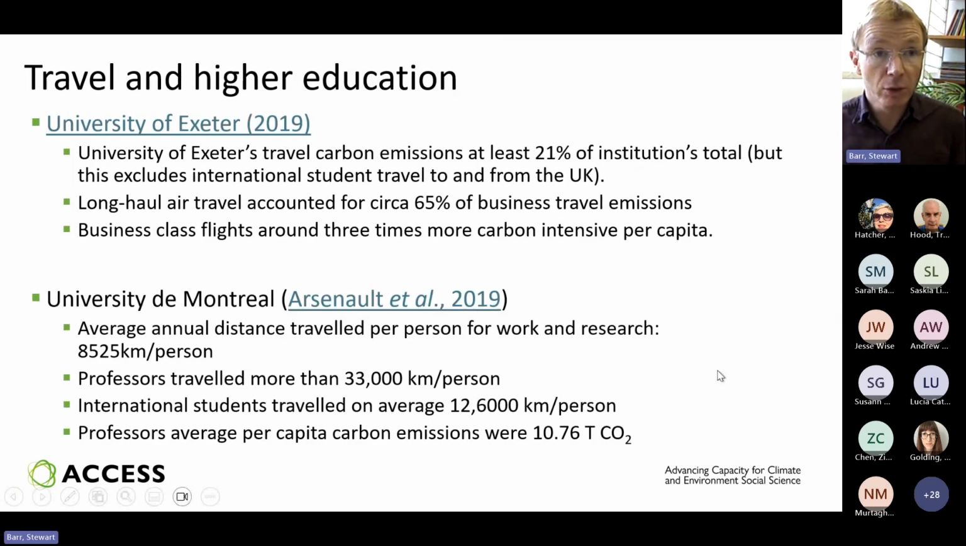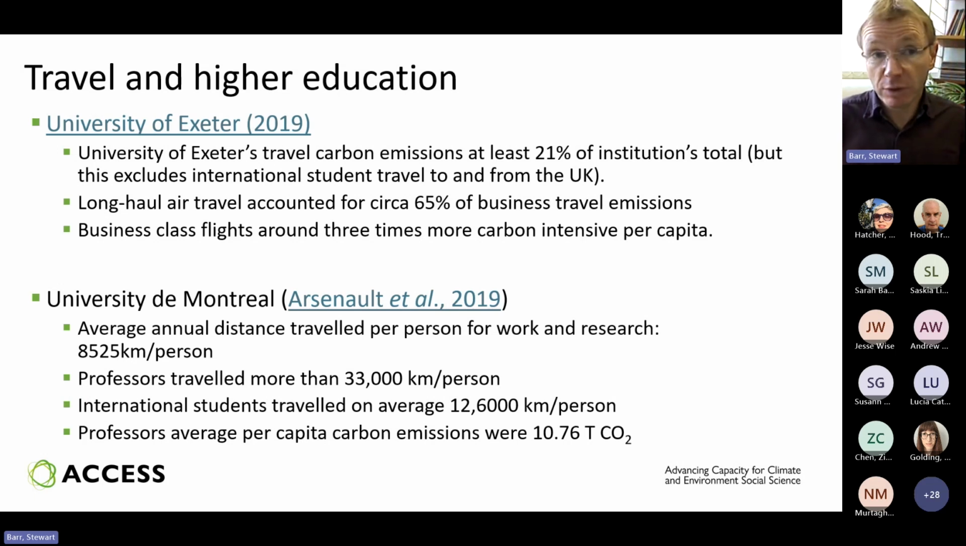Just to give you an idea on this slide of what we are talking about, I've looked here at two outputs, one from the University of Exeter and an academic paper based on research at the University of Montreal. And what I wanted to highlight here was firstly, the carbon impact from emissions associated with travel in a university is very significant. And it's particularly significant when we think about the amount of long haul travel that happens for business travel. And in particular, for more senior managers, the carbon impact of business class flights.